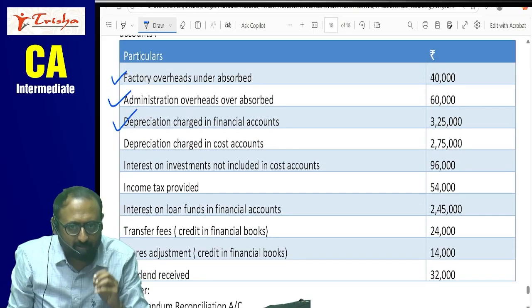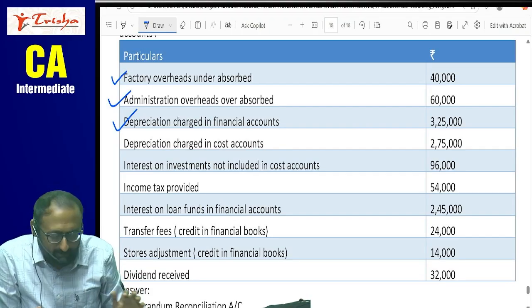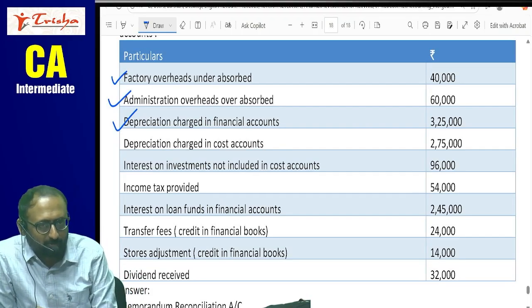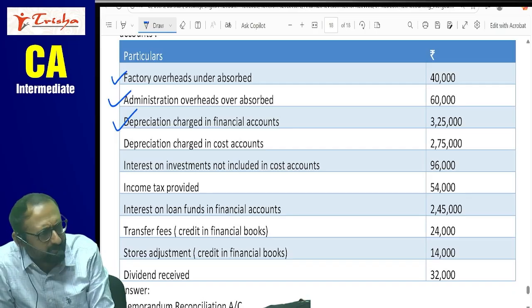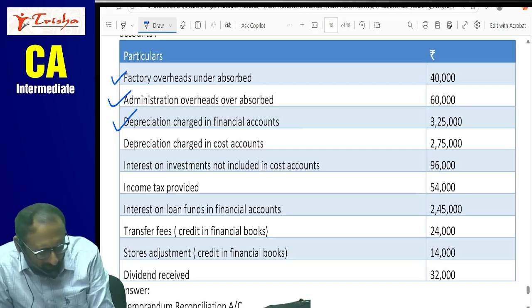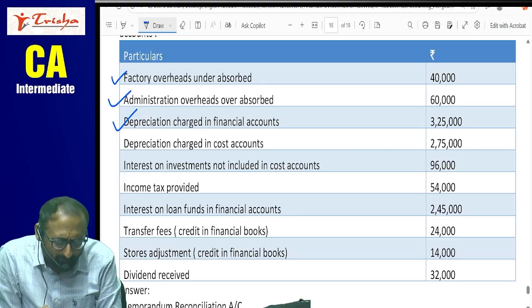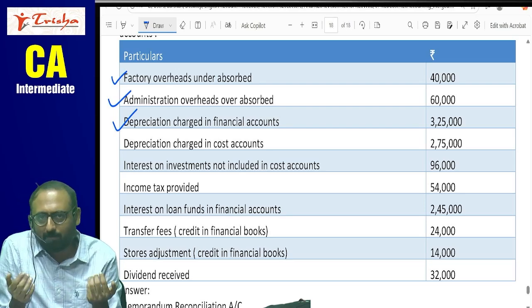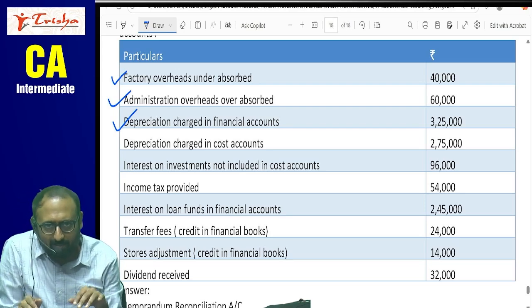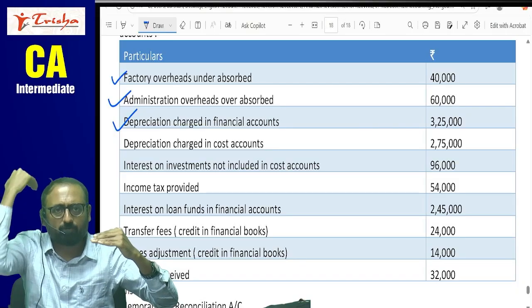Boss, fast answer. Within a second, answer. Depreciation charged in finance and depreciation charged in costing. Sir, whose profit will be more and whose profit will be less? The difference is, I think, 50,000. Correct answer, 50,000. Whose profit will be more and whose profit will be less? Fast answer, sir. Costing profit will be more. Why will costing profit be more?